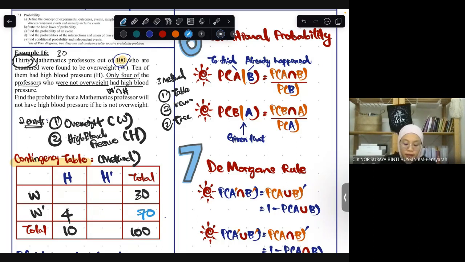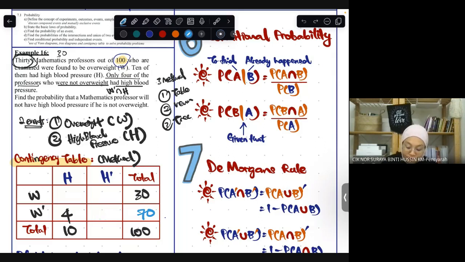Manakala yang tidak overweight ini 4 kan? This one is 4, right? So the balance here is how many? This is 4, iaitu ada high blood pressure yang juga not overweight, but what's the balance where they are not overweight and they are not having a high blood pressure? How many of them? It is 66. Okay, so that is how you think of them.